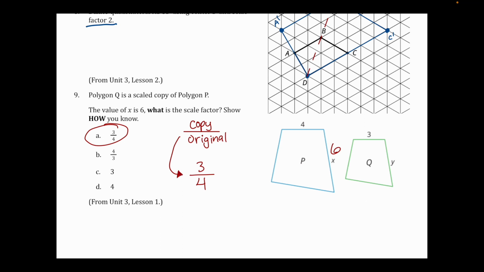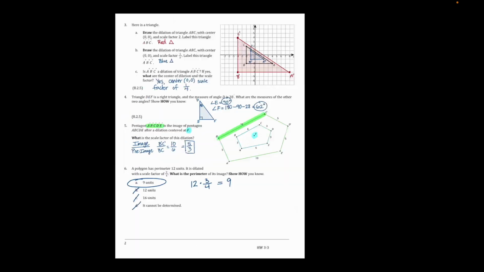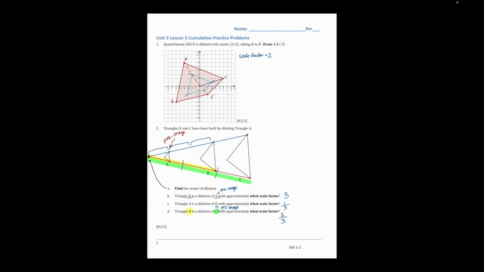And if you really want to show even more how you know this works, you can say 4 times that scale factor, 3 over 4, should equal the corresponding piece from polygon Q, and that is 3. That does work out if you check it with a calculator. And that is all for this assignment. So this is the Unit 3, Lesson 3 cumulative practice problems for Illustrative Mathematics Geometry.